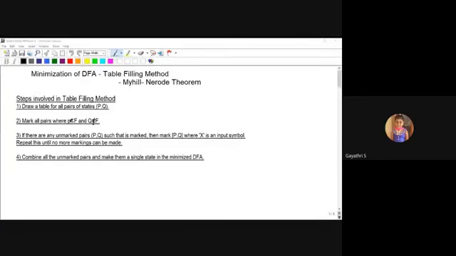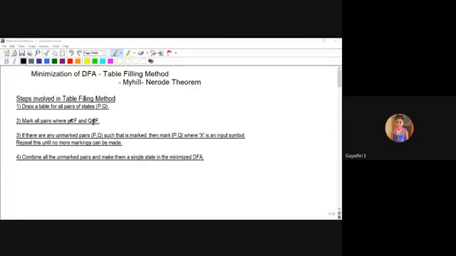This is the steps involved in the table filling method. You can also call it the Myhill-Nerode theorem. The first step involved in the table filling method: draw a table for all pairs of states.